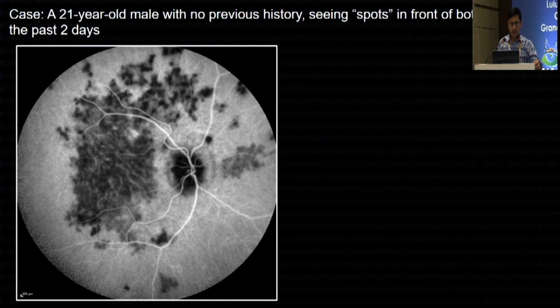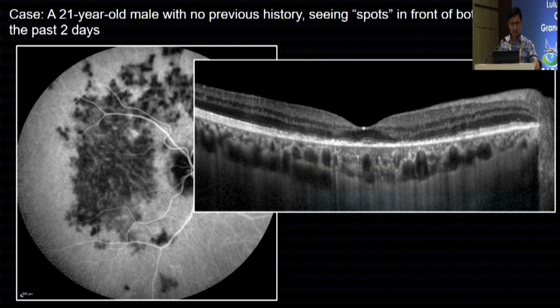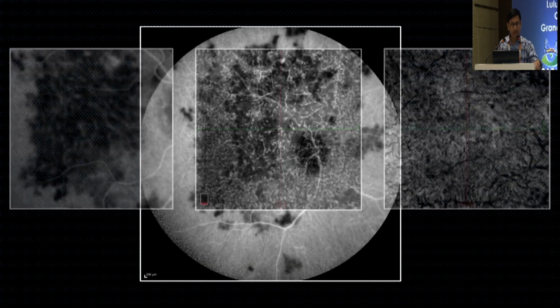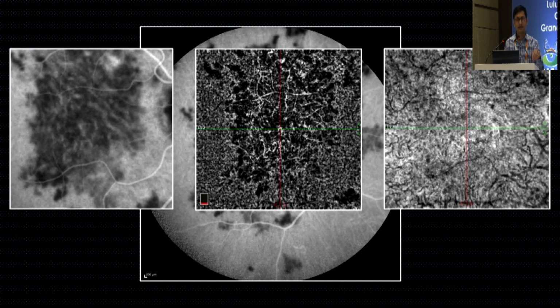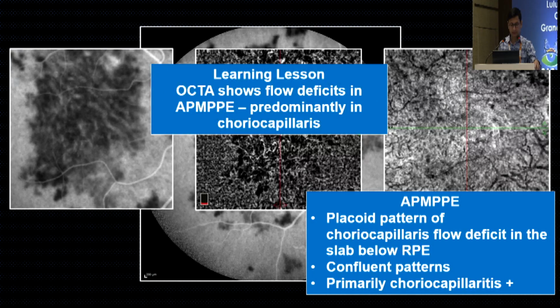So I'll skip this. You can also use your ICG along with OCT angiography to identify white dot lesions or the white dot spectrum. So this is a patient with a placoid lesion on the ICG, and the OCT shows you a very characteristic ellipsoid zone disruption. There is a photoreceptor disruption also, and this lesion, which is hypo to hypo on ICGA, is highly suggestive of MPE. And when you do an OCT angiography, you will have the exact colocalization of the flow void areas. So it very much matches the ICG. So MPE is a type of choriocapillaritis with a confluent pattern.